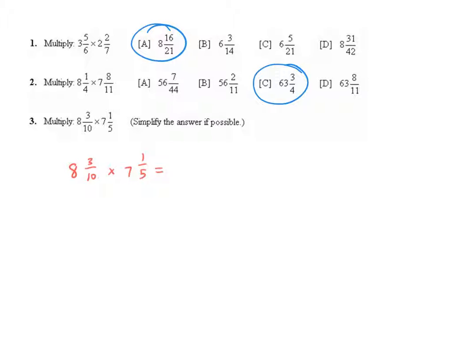8 and 3/10 as an improper fraction is 8 groups of 10, 80/10, plus 3/10 is 83/10. 7 and 1/5 is 7 groups of 5, 35/5, plus 1 more 5th is 36/5. Our new problem is 83/10 times 36/5.